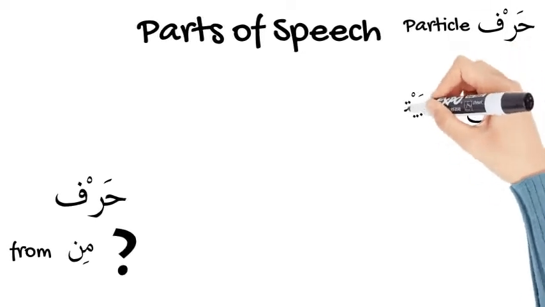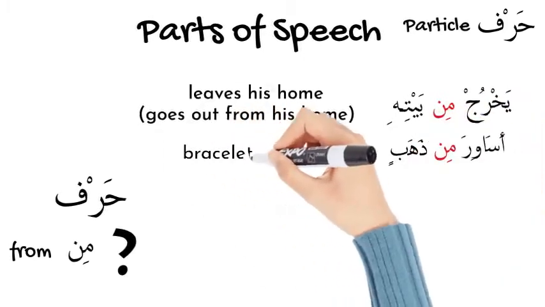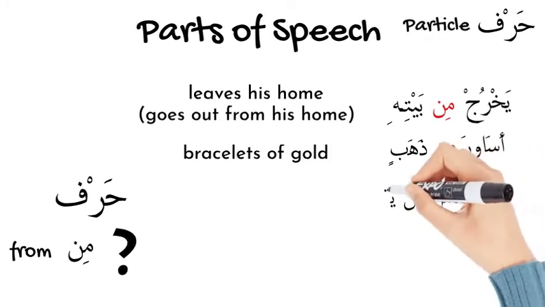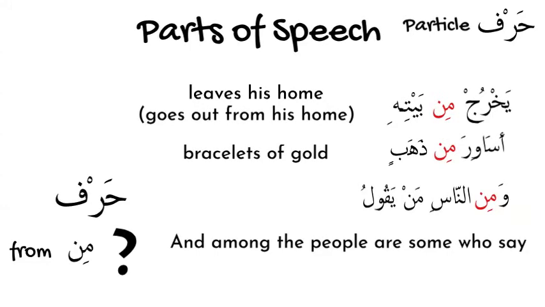يخرج من بيته. So this means leaves his home. Min is from and بيته is his home. So here it means he goes out from his home. That's the literal translation. Another example would be أساور من ذهب, bracelets of gold. So min here means of, that it's made of gold. And then وَمِنَ النَّاسِ مَنْ يَقُولُ, and this here would mean, and among the people are some who say. So min here means among. So min in itself would need context, would need words before and after to be able to figure out the exact meaning of that word, of that particle or letter.